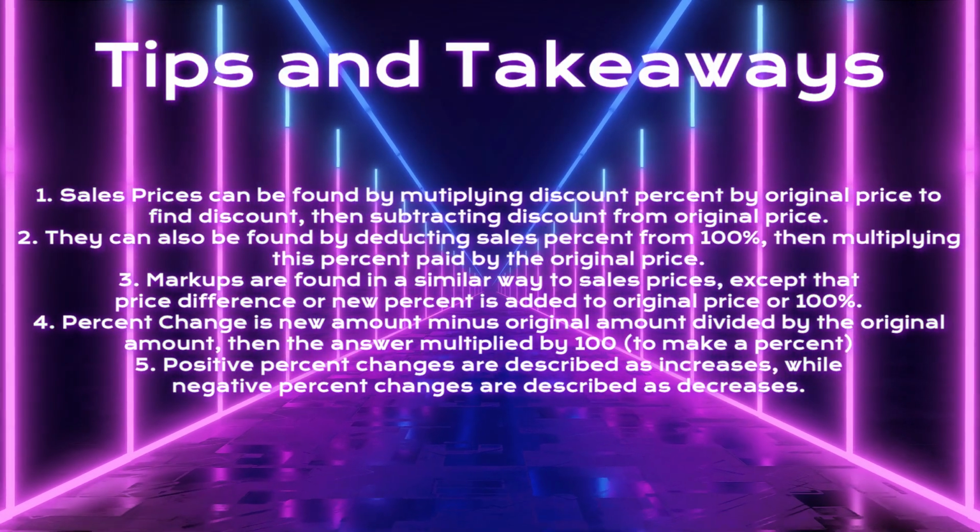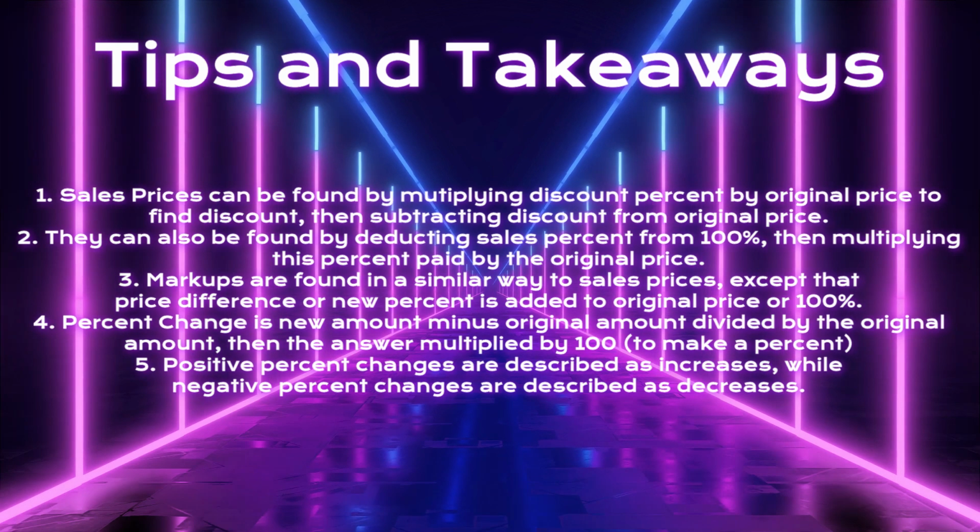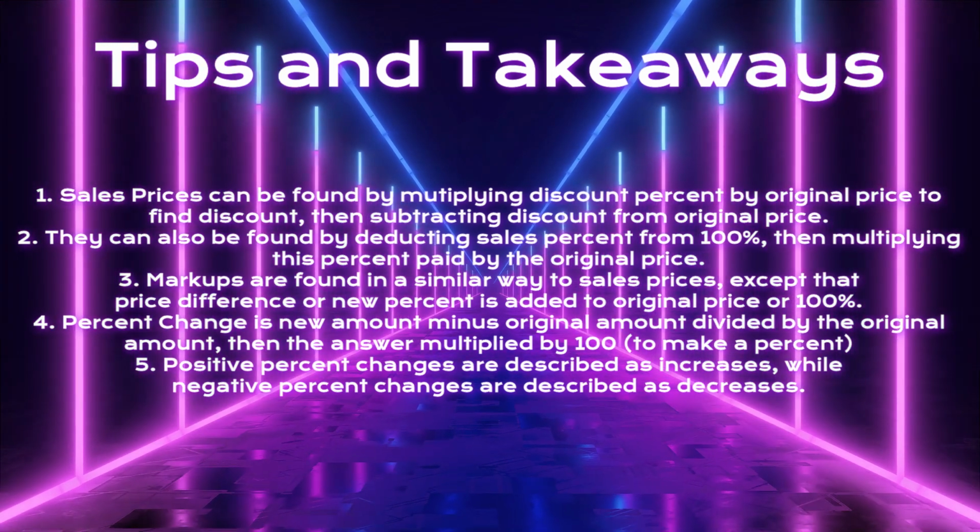So our tips and takeaways for the day are that sales price can be found by multiplying discount percent by the original price to find discount, then subtracting discount from the original price. They can also be found by deducting sales percent from 100%, then multiplying this percent paid by the original price. Markups are found in a similar way to sales price, except that the price difference or new percent is added to the original price or 100%. Percent change is the new minus the original amount divided by the original amount, then the answer multiplied by 100 to make a percent, and positive changes are described as increases while negatives are described as decreases.